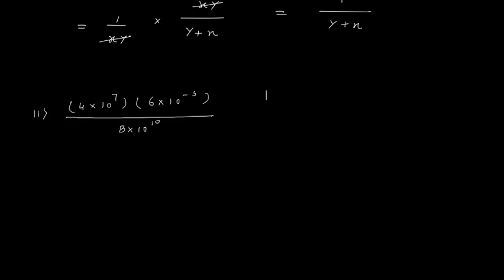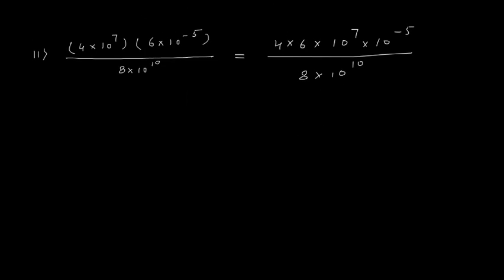Second part we have 4 into 10 power 7 into 6 into 10 power minus 5 whole divided by 8 into 10 power 10. Okay, so this I will write as 4 into 6 into 10 power 7 into 10 power minus 5. I will write 10 power 7 and 10 power minus 5 together so that I can use the property of indices. Now what property of indices am I going to use here? When the base is same and powers are different, then we add the power.